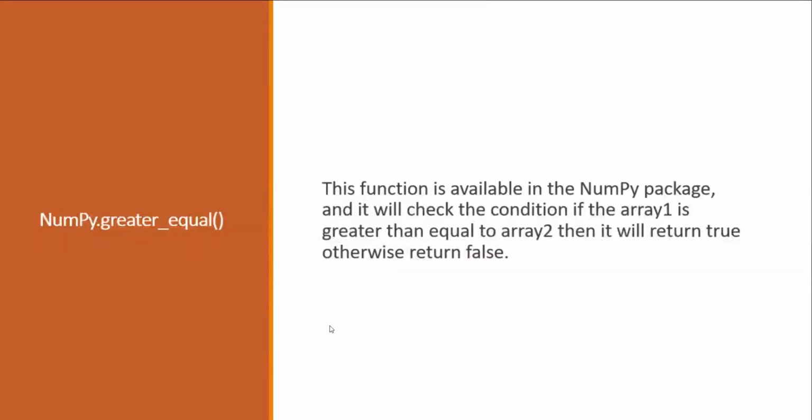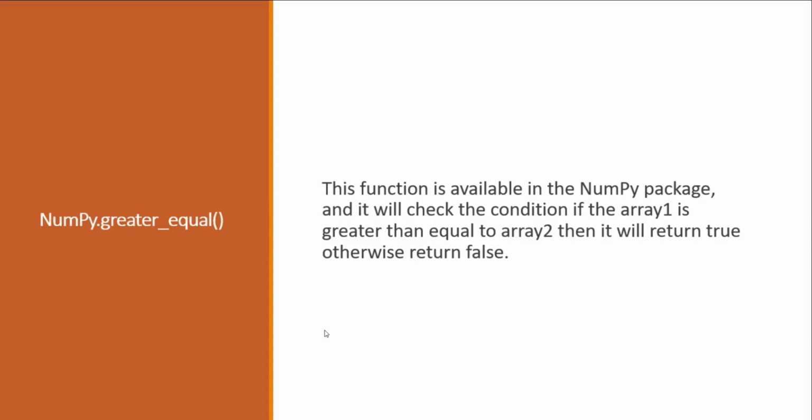After using the numpy.greater function, now we are going to discuss the numpy.greater_equal function. Basically this function is available in the NumPy package, and it will check the condition. If input array 1 is greater than or equal to array 2, then it will return true, otherwise it will return a false value. So this is the function name, numpy.greater_equal, and within this function it takes only 3 parameters.